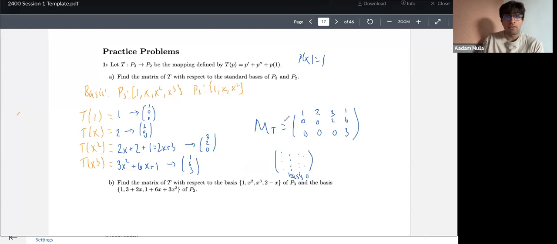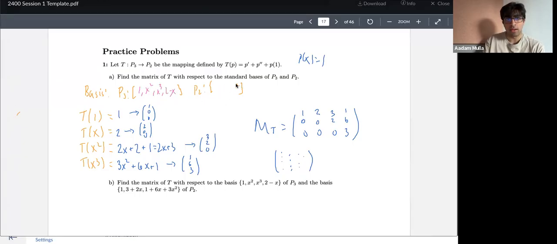The next problem is saying find the matrix of T with respect to a new basis. So now I'm not going to do the whole thing out, but instead of using our standard basis here, we're going to change our basis of P3 to be something random, which is kind of the tricky part. But it's just going to be a different basis. It's going to be the same exact process. So it's going to be 1, then 2 minus x, right?